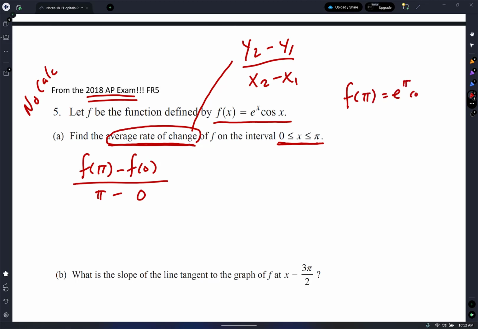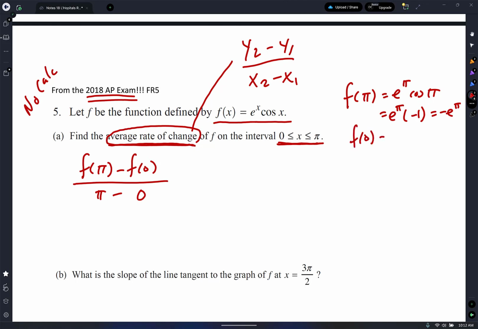e to the pi cosine pi. So e to the pi, that's some number. Do not plug anything in for this. And then cosine of pi is -1. So that's just negative e to the pi. Don't even try putting decimals in this.